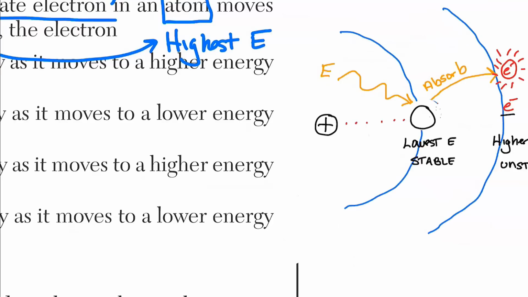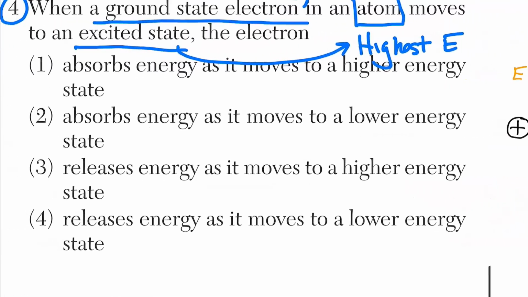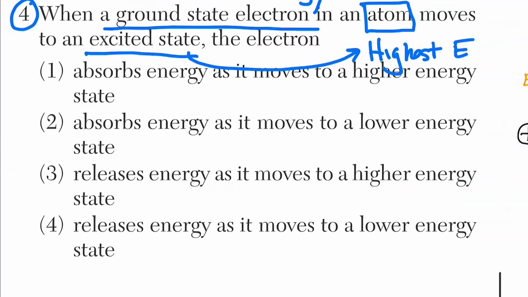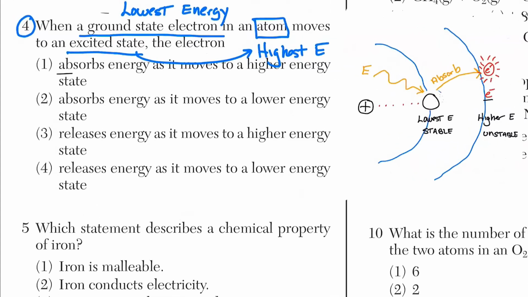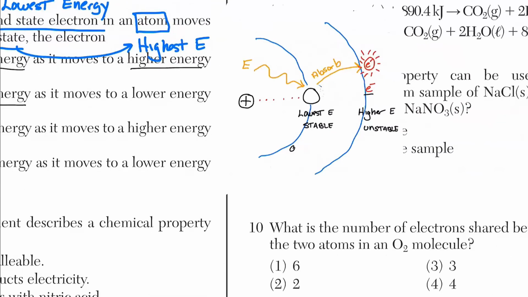So in any case, back to the question: when a ground state, lowest energy electron, which we now know is close to the nucleus, moves to an excited state, the electron had to do what? It had to absorb energy. Excited means having high energy, and it moves to a higher energy state. Again, for you, this was a ground state right here. Ground. Lowest energy. This is excited. It moved to a higher energy state. So it's important you understand that.